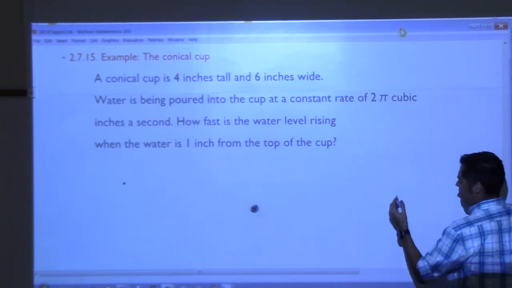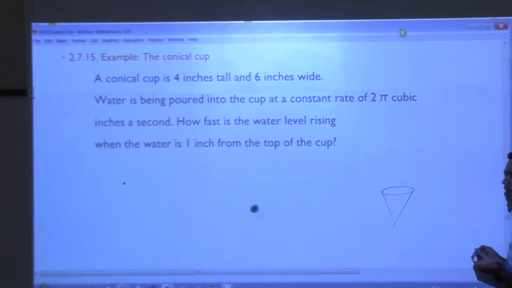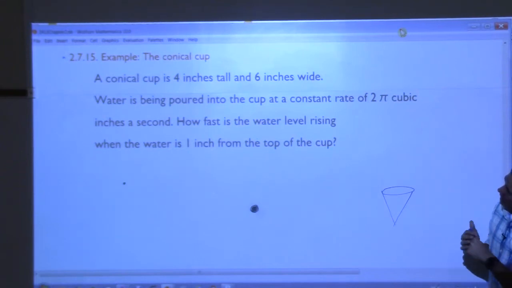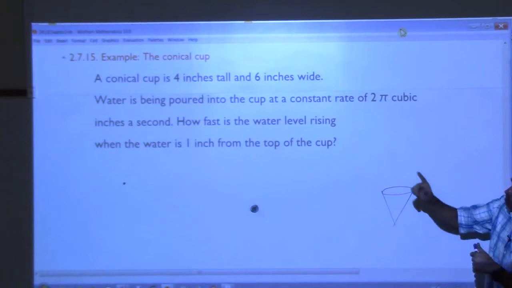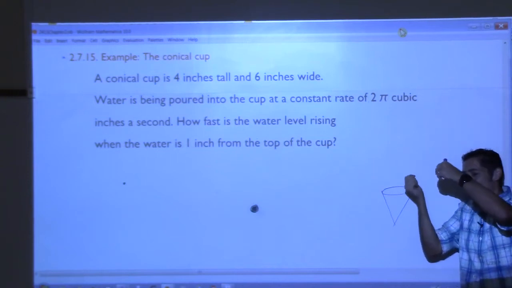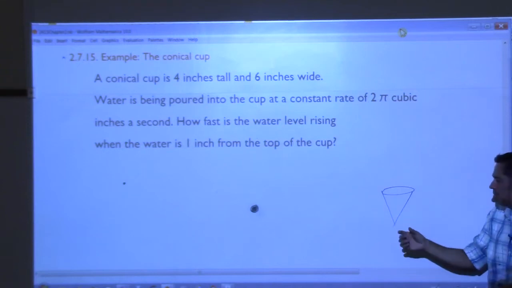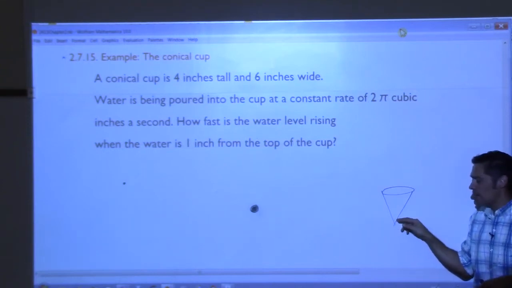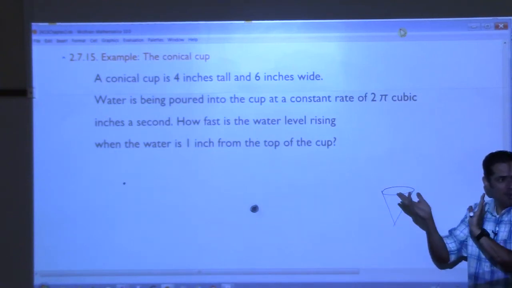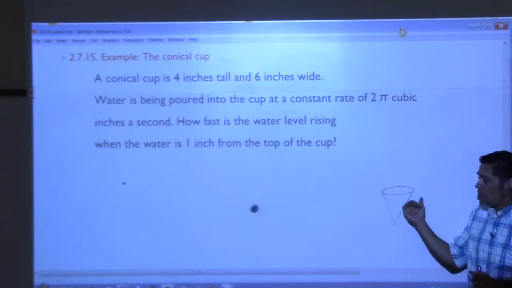So I'll draw my pictures in a second, but I'll make sure we understand we have a conical cup, and I am pouring water into it at a certain rate, right? Water is being poured into the cup at a constant rate of 2 pi cubic inches per second. So how fast the water is going in is the same. And I showed you a picture in class last time showing that initially, in the beginning, the water level rises very quickly. But because it spreads out, you get more volume, so it's going to slow down. As long as I pour in at a constant rate, it's going to slow down on its way up.